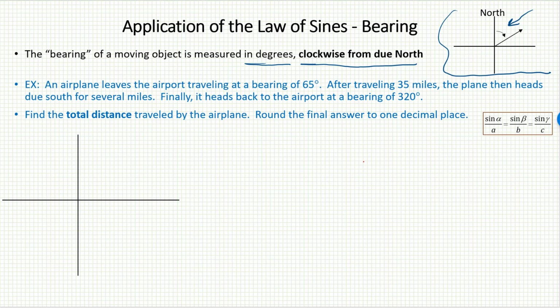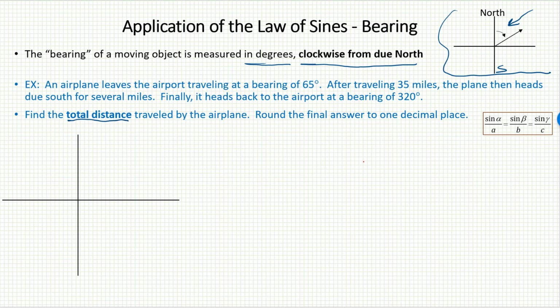We've got an airplane that leaves the airport with an initial bearing of 65 degrees. It travels 35 miles, then it turns and heads due south. South would be down. And then finally it goes back to the airport with a final bearing of 320. What we want to do is find the total distance. How far did this plane travel in all?